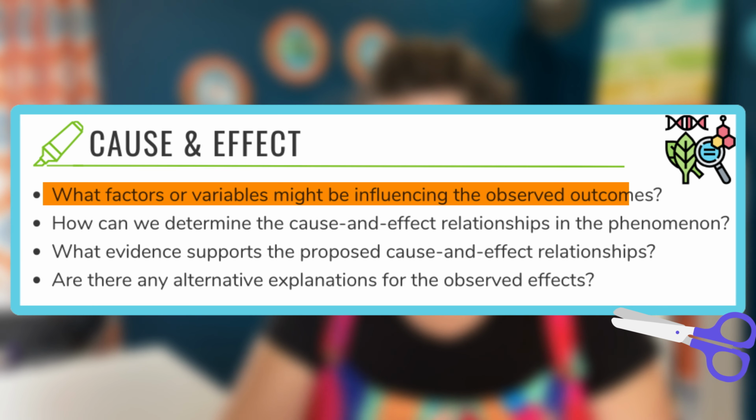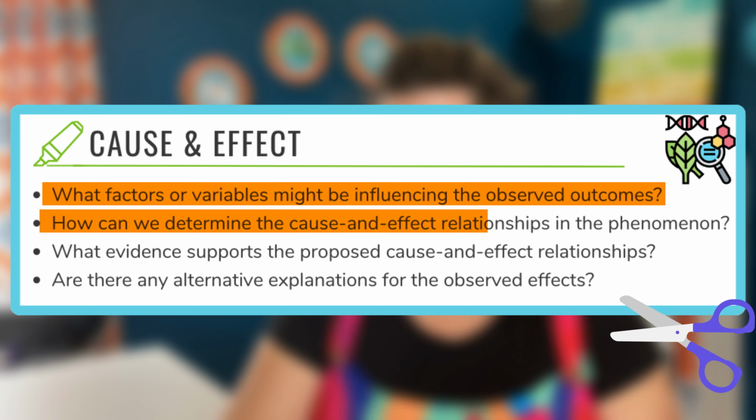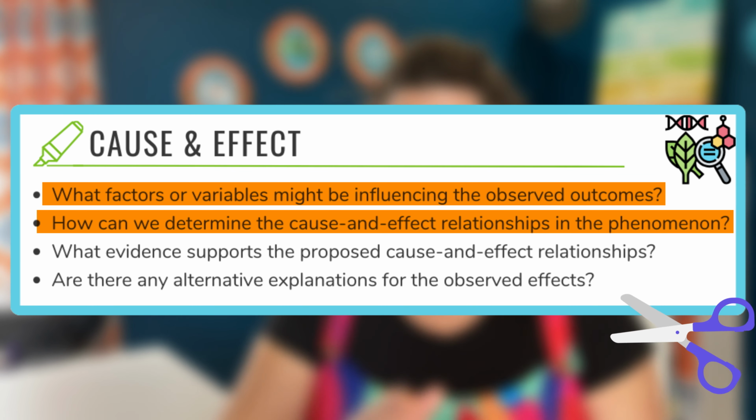So two questions here that I think will be really valuable to you as you're planning and looking at a resource and thinking, how can I get students to see this, is to consider what factors or variables are influencing the outcomes, because those are the things you really want students to see and document. Then, how can we determine the relationships and the phenomenon? What are the students going to have to do with their resource, whether they're reading or watching or manipulating something? What are they going to have to do to actually experience that cause and effect relationship?